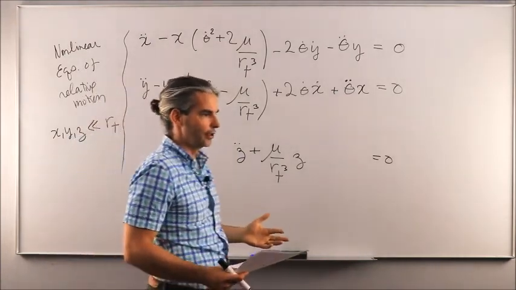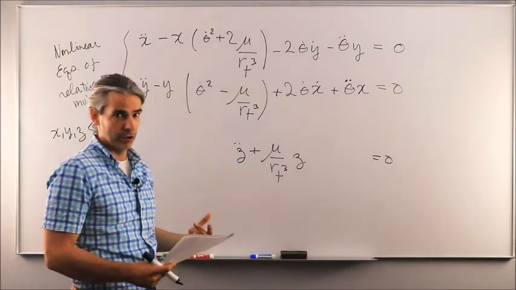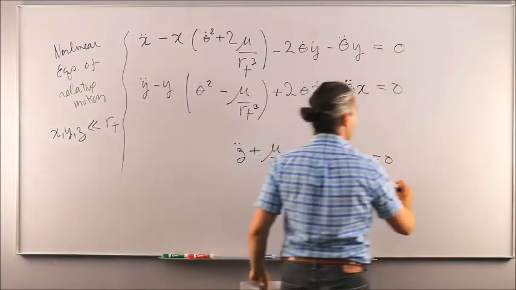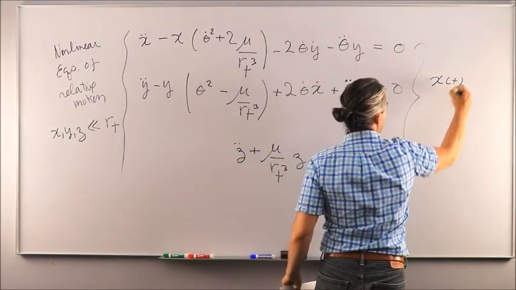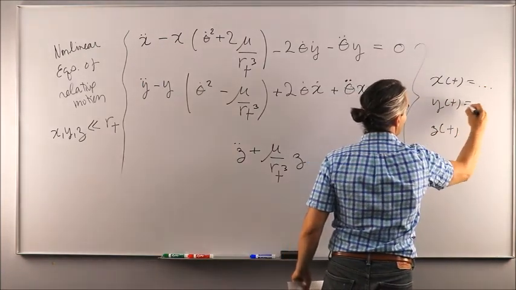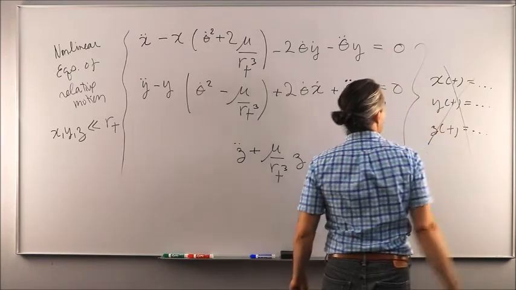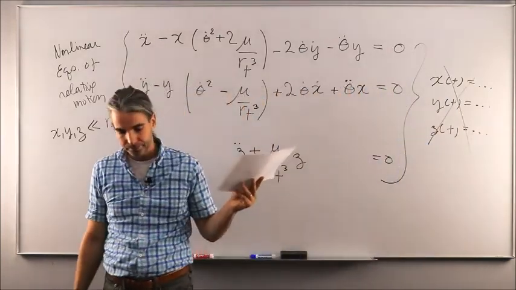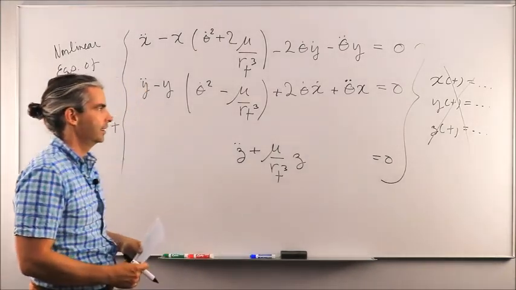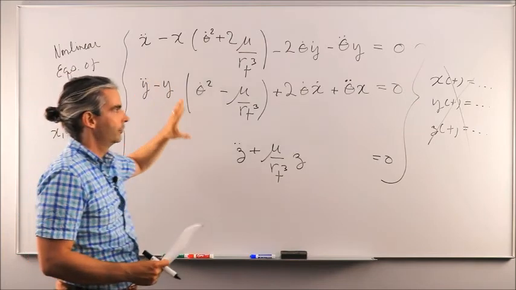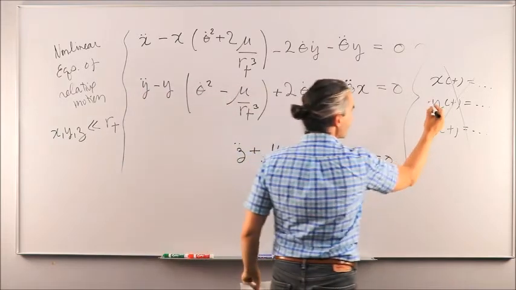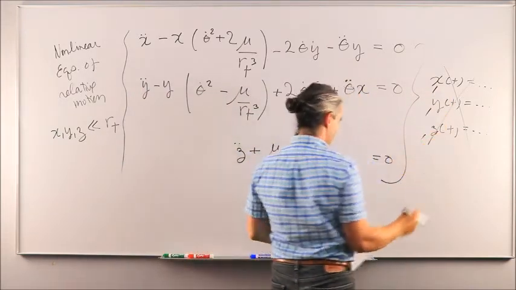Although, to be honest, there's no real benefit to do so. You might as well just use the exact ones because, again, those won't even provide you with an explicit solution for x, y, z as a function of time, because they are still nonlinear. So this is just, see it as an intermediary step towards the derivation of the fully linear set of equations of motion, from which we'll then be able to obtain x, y, z as a function of time.